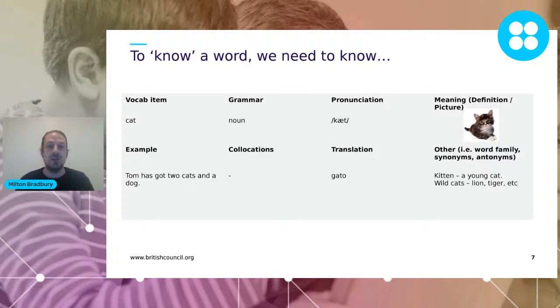And then other word families, so kitten, a young cat, wild cats, so like lions and tigers and things like that, to help us remember the context. So this is something that you can start supporting with your students, providing them with a chart to help them get as much information about the word as they need to really learn it. Okay, next slide, please, Carlos.